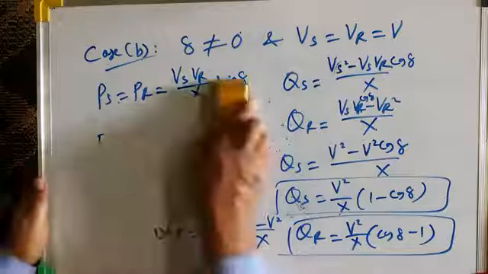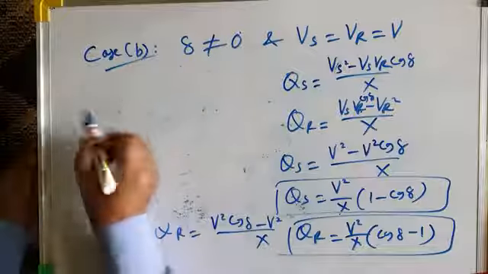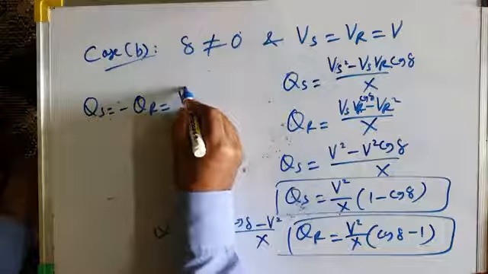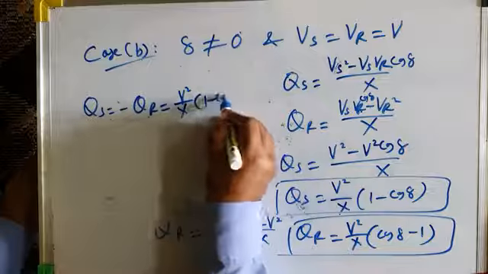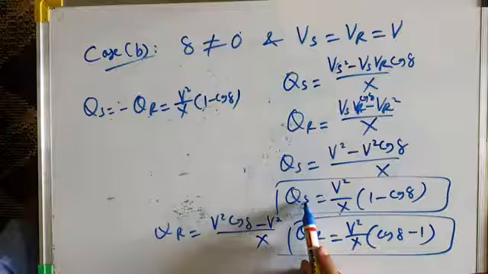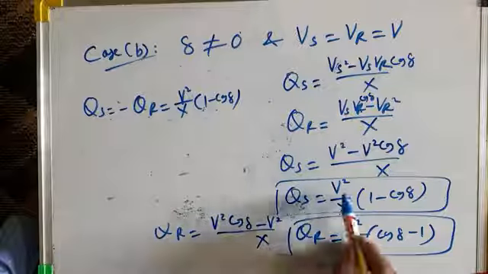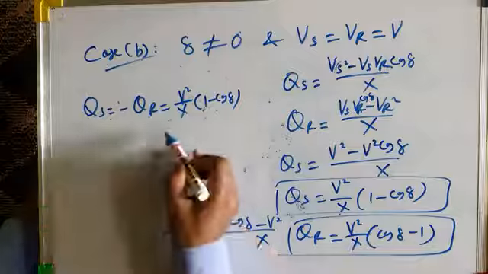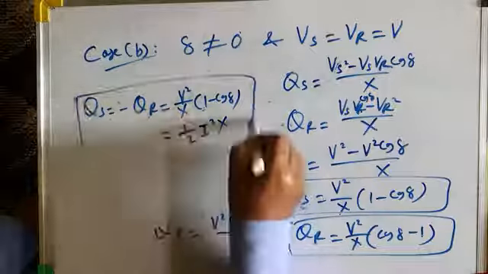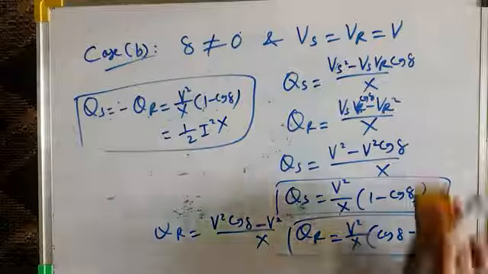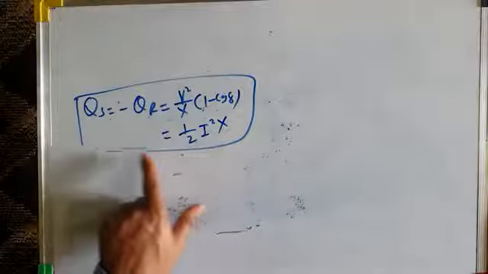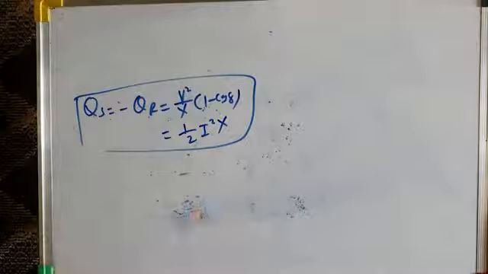Or we can also write Qs, sending end reactive power, is equal to minus Qr, and that is equal to V square by X into 1 minus cos delta. And if you see, it is half of I square X. So Qs is equal to minus Qr is equal to half of I square X.